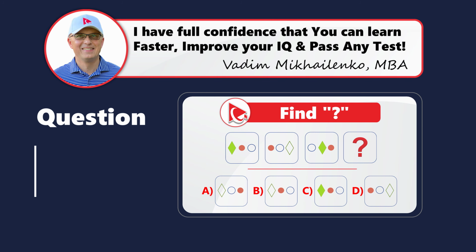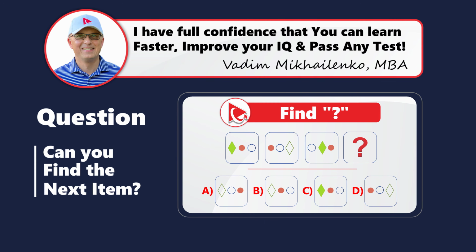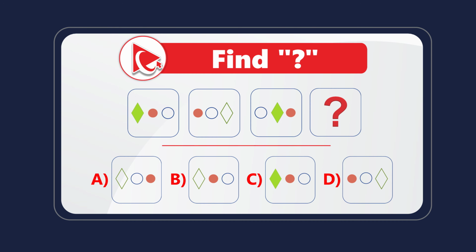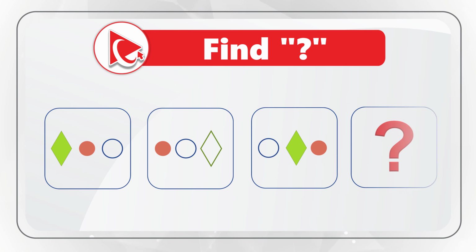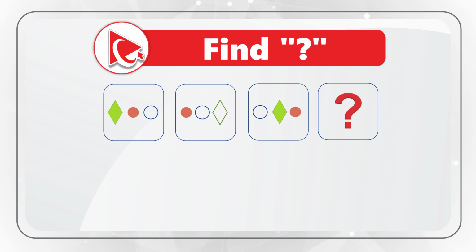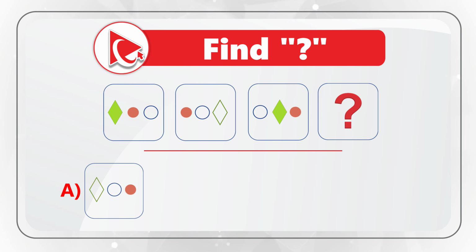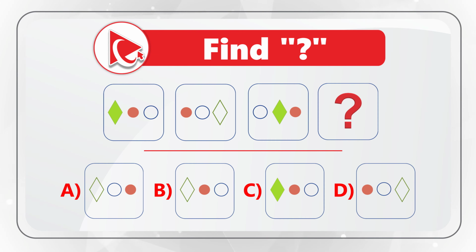Here's a phenomenal question where you need to determine the next item in the sequence. You're presented with a series of squares. Each square has different shapes inside. 3 squares do have shapes, and the 4th square is missing, and you need to select it out of 4 possible choices. The choices are A, B, C, and D. Take a close look to see if you can identify the missing item.